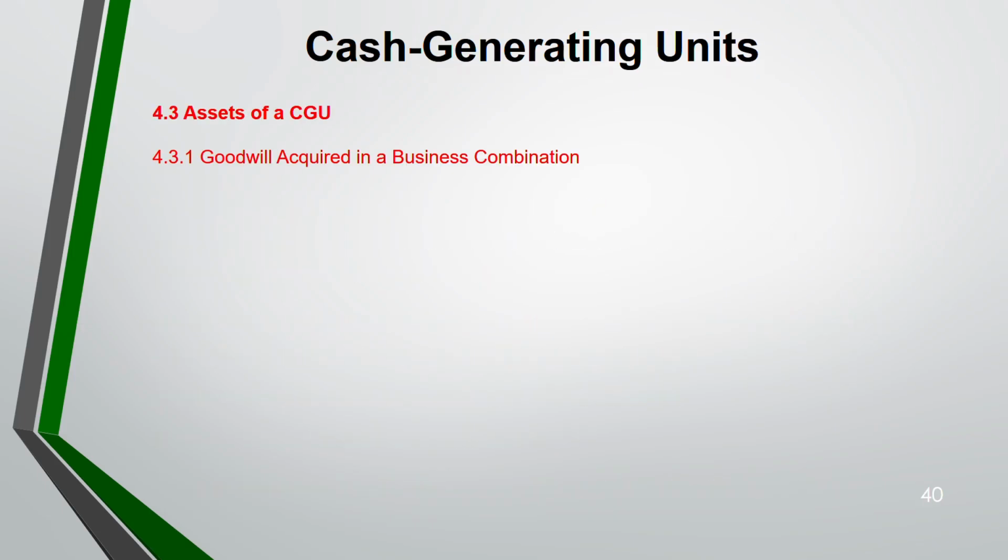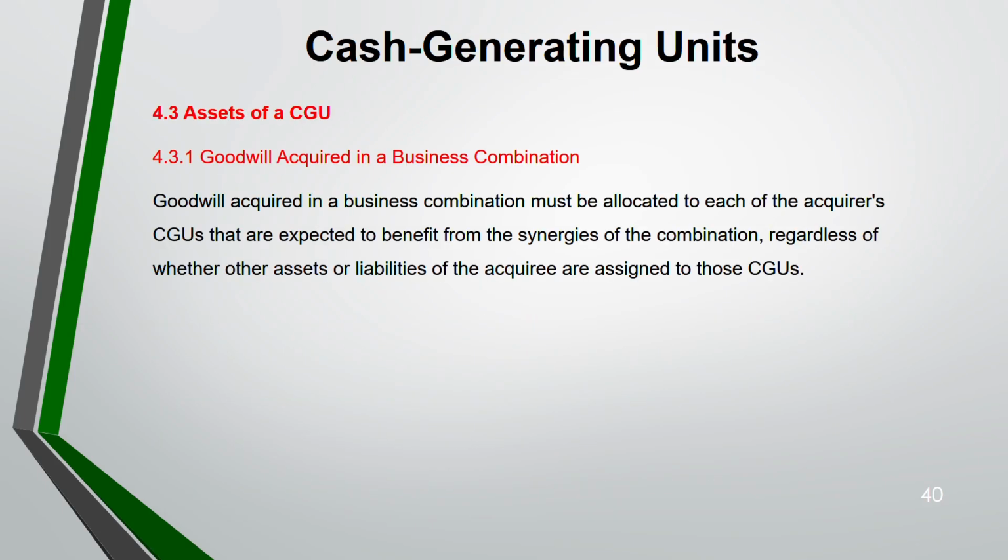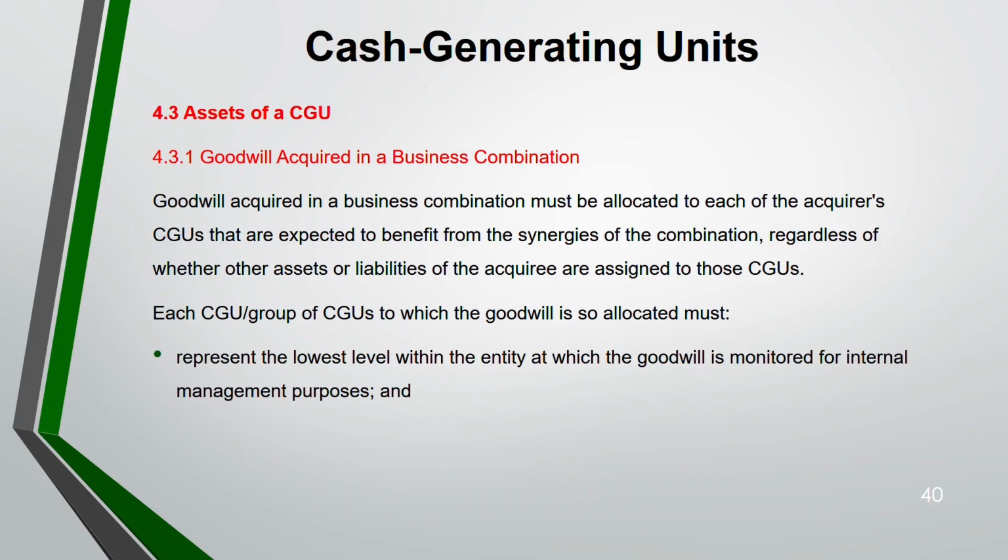Now, goodwill acquired in a business combination. Goodwill that we have acquired in a business combination must be allocated to each of the acquirer's CGUs that are expected to benefit from the synergy, regardless of whether assets or liabilities of the acquiree are assigned to those CGUs or not. Each CGU or group of CGUs to which the goodwill is allocated must represent the lowest level within the entity at which goodwill is monitored for internal management purposes.